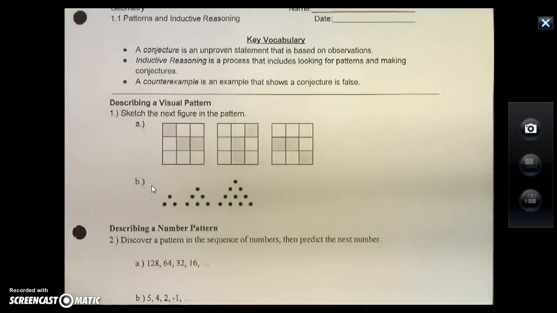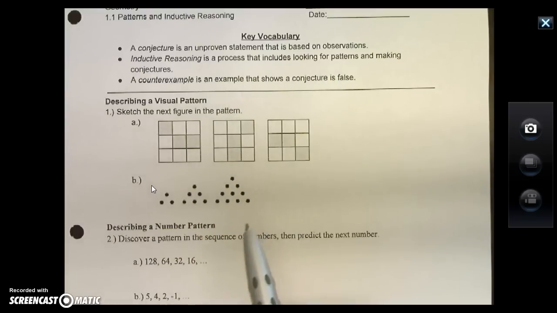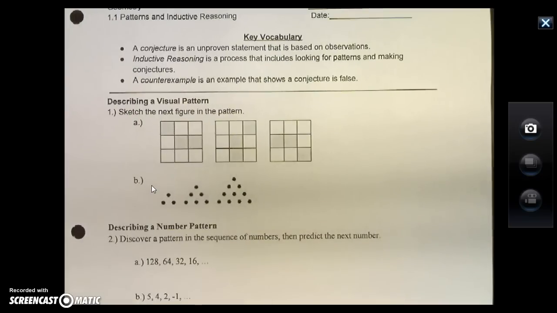Some key vocabulary. A conjecture is an unproven statement that is based on observations. It's a statement that you can make assuming something, and we don't know if it's true, but we can say it because we've seen some kind of pattern forming. Inductive reasoning is a process that includes looking for patterns and making conjectures. It's kind of like in science class how you come up with hypotheses. That's what inductive reasoning is about.